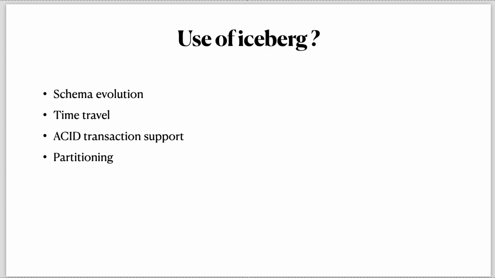ACID transaction is a very important property of an RDBMS through which we can manage atomicity, consistency, isolation, and durability of data. Partitioning is kind of a sharding. With the help of that, we can organize data in Parquet files. So it's very useful while we are fetching the data and writing the data.